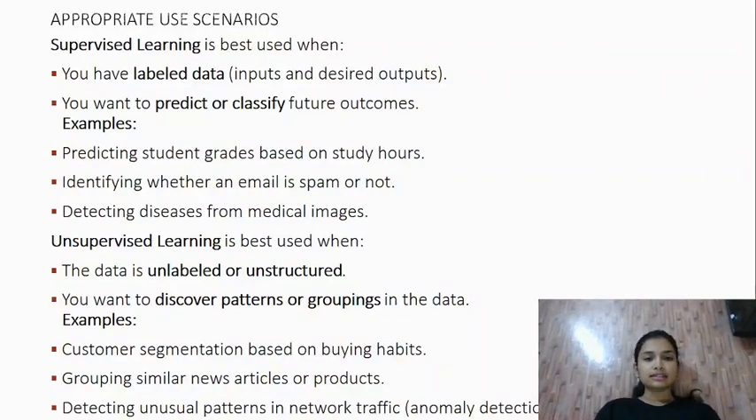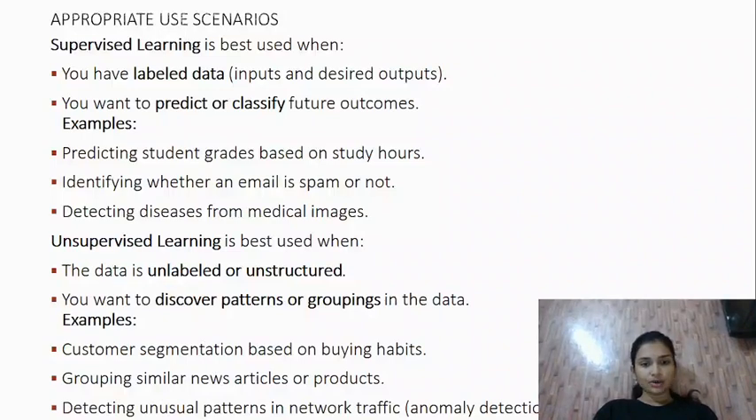Okay, unsupervised learning. The data is unlabeled or unstructured. जब हमारे पास डेटा अनलेबल्ड या अनस्ट्रक्चर्ड होता है तो हम अनसुपरवाइज्ड लर्निंग का यूज करते हैं. जब हमें किसी डेटा में ग्रुपिंग करनी होती है या कोई पैटर्न फाइंड आउट करना होता है तो हम अनसुपरवाइज्ड लर्निंग का यूज करते हैं. इसका एग्जांपल है कस्टमर सेगमेंटेशन बेस्ड ऑन बाइंग हैबिट्स, ग्रुपिंग सिमिलर न्यूज आर्टिकल्स और प्रोडक्ट्स. लाइक कोई आर्टिकल में कुछ सिमिलैरिटीज है तो हम उसे अलग ग्रुप कर देंगे, किसी प्रोडक्ट में सिमिलैरिटीज हैं तो हम उसे अलग ग्रुप कर देंगे. Detecting unusual patterns in network traffic.